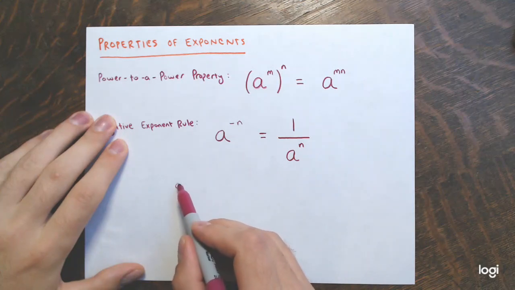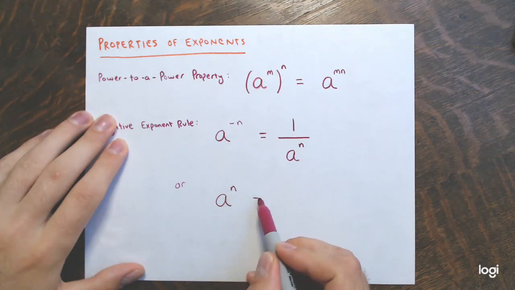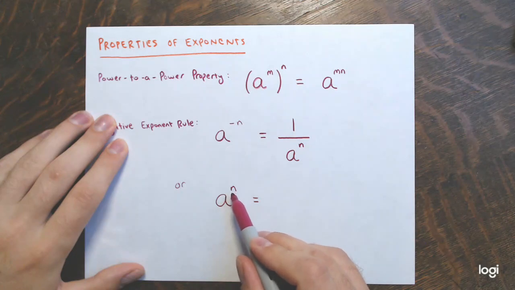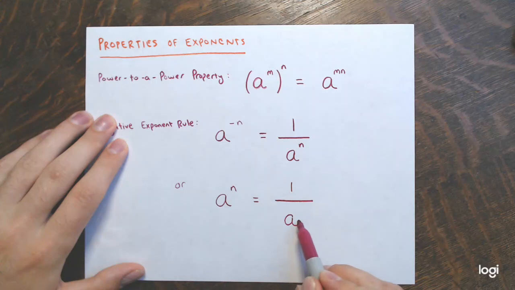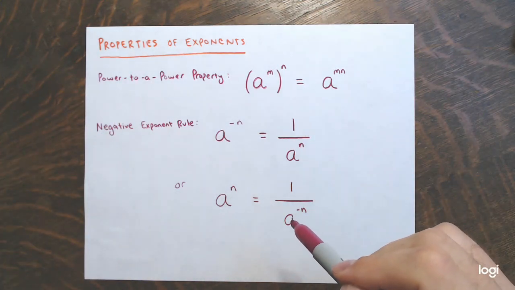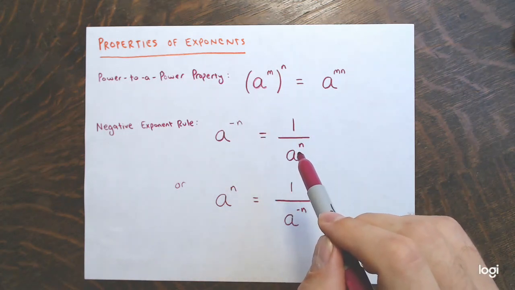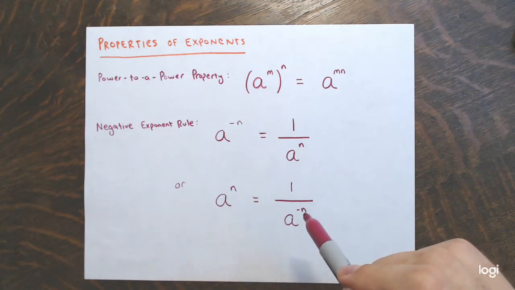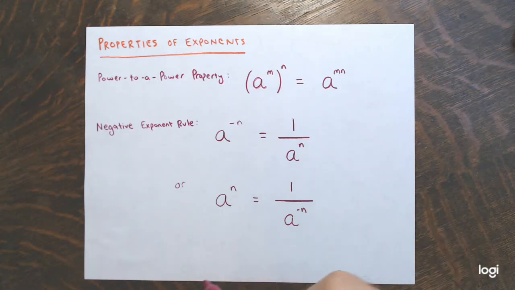Additionally, we could think of it this way too. If I want a to the n, a to a positive power is just the reciprocal, 1 over a to the negative n. These mean the same thing. If you want something to a negative power, take the reciprocal of the positive power. And you could also do this: if you have a positive power, you can just take the reciprocal of that same base to the opposite power, the negative power.